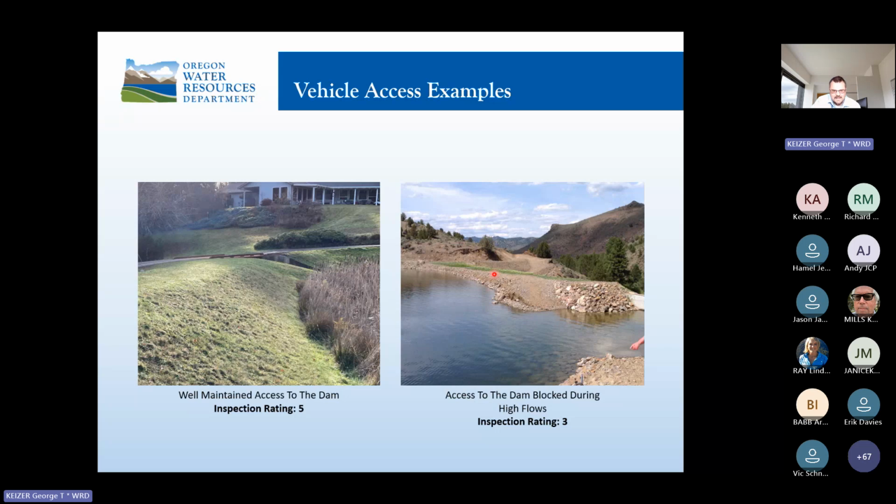And you can see on the right-hand side where we have the dam crest, and the access road actually goes through the spillway. And so during high inflow events, that access is cut off due to the water. And so this would be a rating of 3. So this would be a maintenance action that there needs to be access established so we can get access to the dam even during those high flow events.